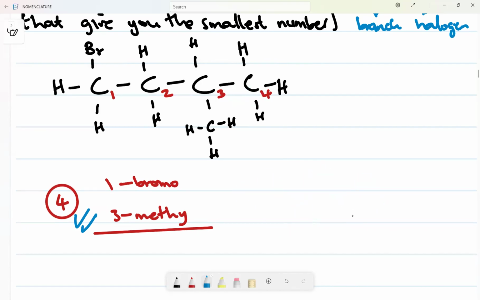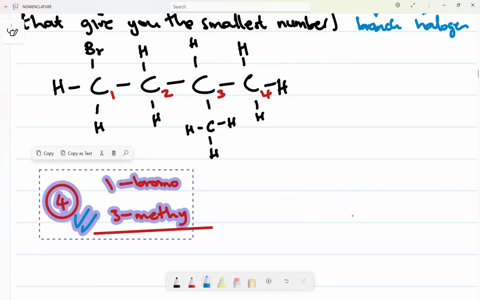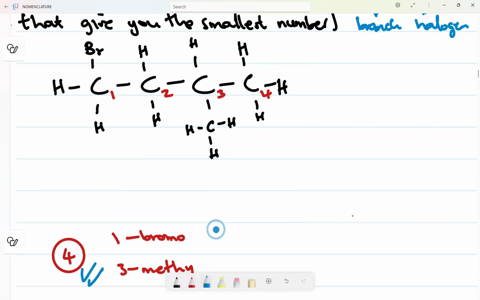Now, another thing, according to IUPAC naming, all your substituents should go in alphabetical order. What do I mean? These are your substituents, right? But they will follow each other in alphabetical order, not numerical order. Let's try to name this.